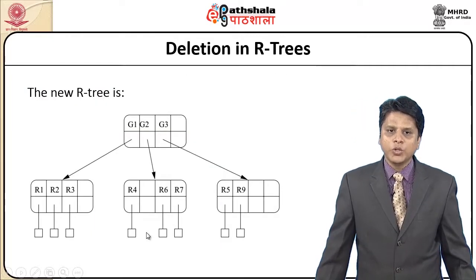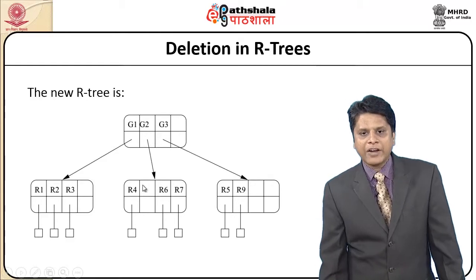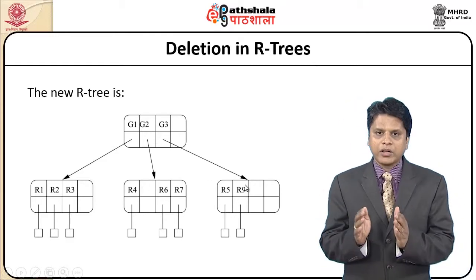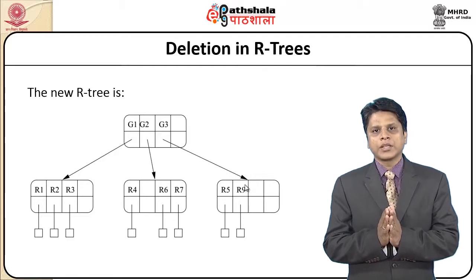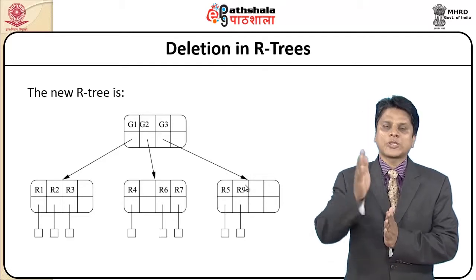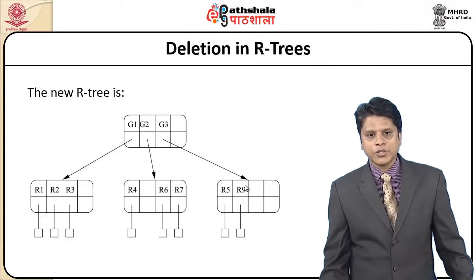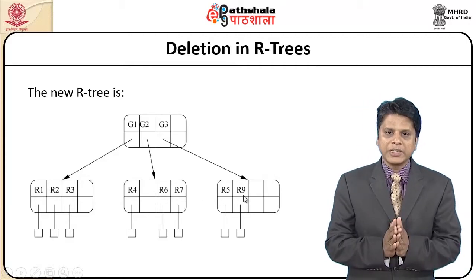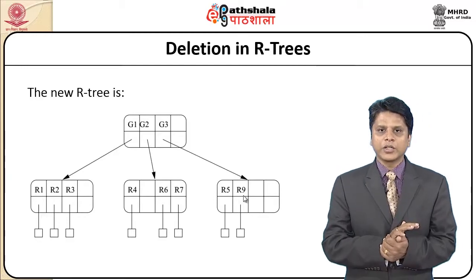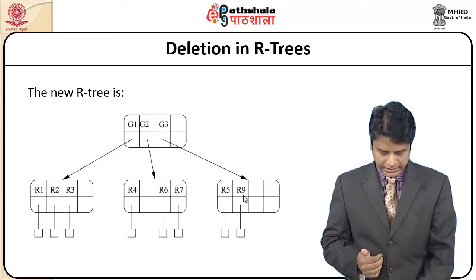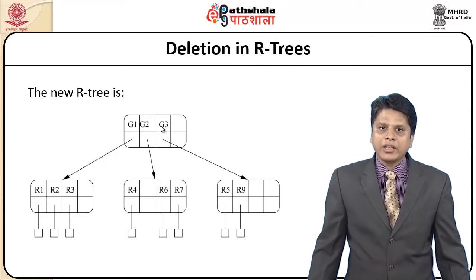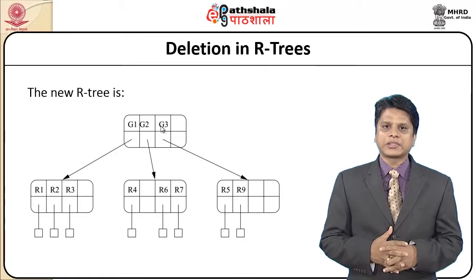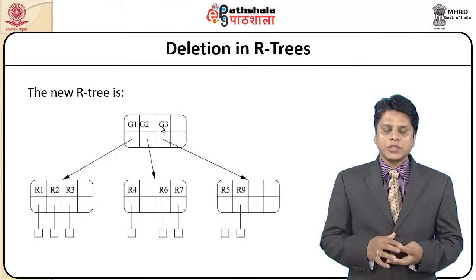Now, this will become the new node structure where R5 and R9 are found to be in very close proximity to each other. So, we will assign these two under one specific group after having deleted R8. So, R1, R2, and R3 exist as such, R4, R6, R7 becomes another group, and R5 and R9, which are of close proximity compared to the proximity that we had in the earlier group, we will consider as a new group.